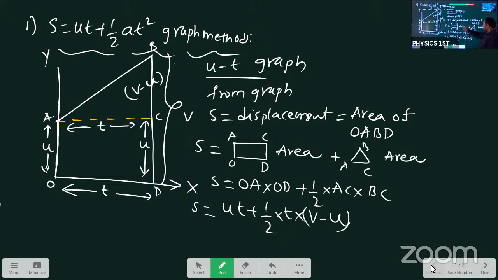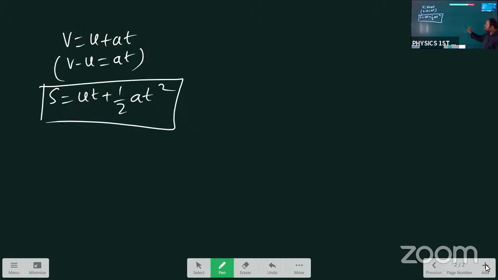So we wrote, displacement equals the area of the graph. In the area of the graph, one is the rectangle area, the second is the triangle area. Length into breadth plus half base into height. Overall, we get U into T plus AC means T. What is BC? V minus U. V minus U equals AT. That gives the equation S equals UT plus half AT square. This is the displacement equation by the graph method.